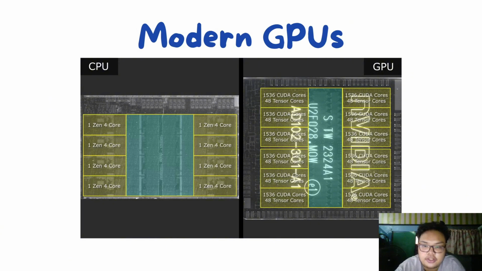Third one is the ray tracing cores. These simulate how light interacts with objects, creating stunningly realistic graphics in games and films. To put things into perspective, the RTX 4090 has over 16,000 CUDA cores. That's like having 16,000 workers processing tasks simultaneously.